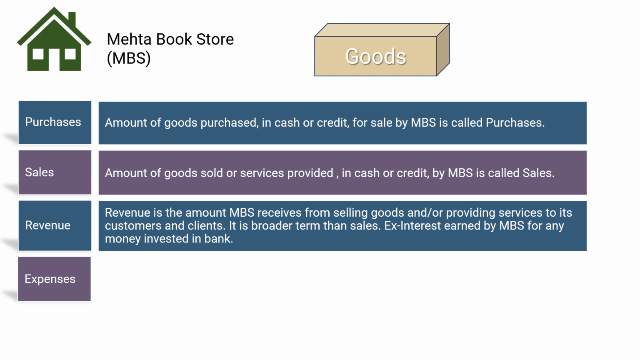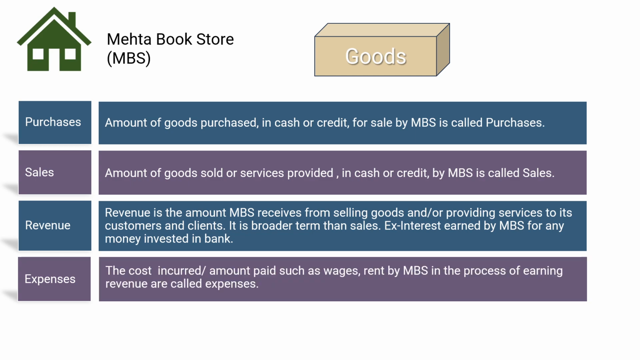I have mentioned here that the interest earned by Mehta Bookstore for any money invested in the bank is called revenue. And revenue also includes sales. Now coming to the next term, which is expense. What do you mean by expense? The cost incurred or the amount paid in the process of earning the revenue is called the expense.